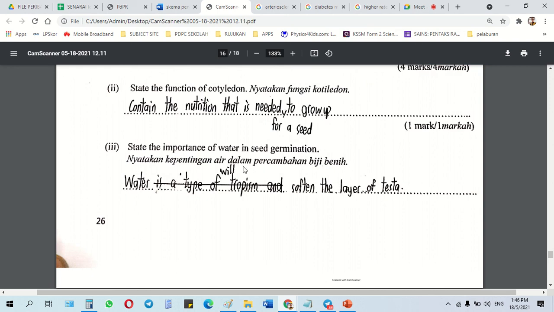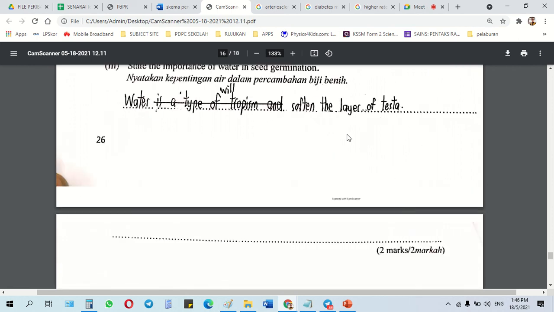Okay, state the importance of water in the seed germination. Okay, water will soften the layer of testa. Okay, so 1 mark. One mark here. So 1 markah saja. Okay, so number 1, soften the testa. Okay, why? Because next the testa will burst. Okay, second mark, water activates water will activate enzyme which converts stored food in the cotyledons into simpler substance. Okay, so itu you boleh tengok dalam buku.